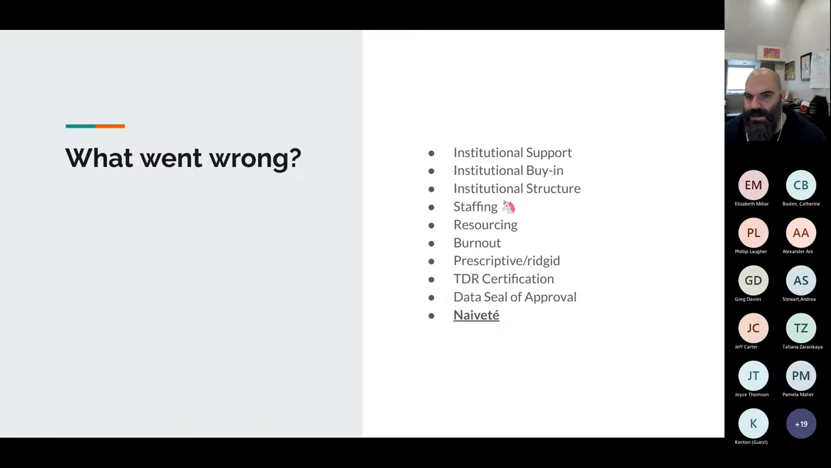And can that institution do it? Do you have the institutional support? Do you have institutional buy-in? Do you have institutional structure to do it? And for me, early on in the organization, we really didn't have that the way things were structured.